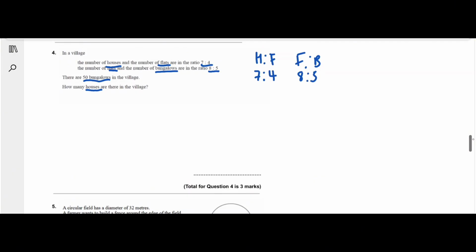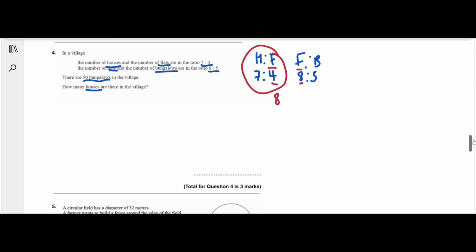So this is houses and flats, this is flats and bungalows, and I can't just put them together because if you look at the flats, they're different. So you can't just say it's 7, 4, 5, that wouldn't work. If there are 4 flats, there are 7 houses, but here I've got 8 flats. So let's make these flats equal. I'm going to make this equal 8.